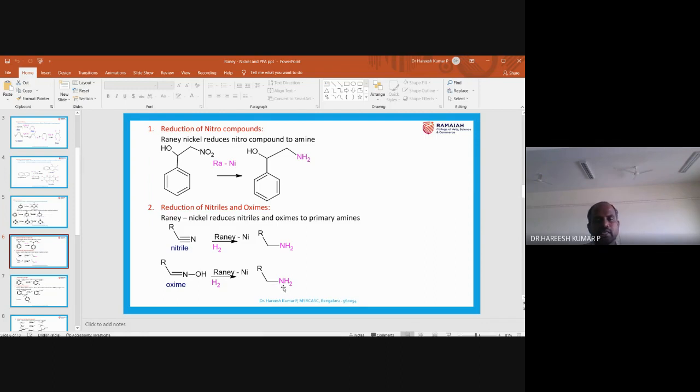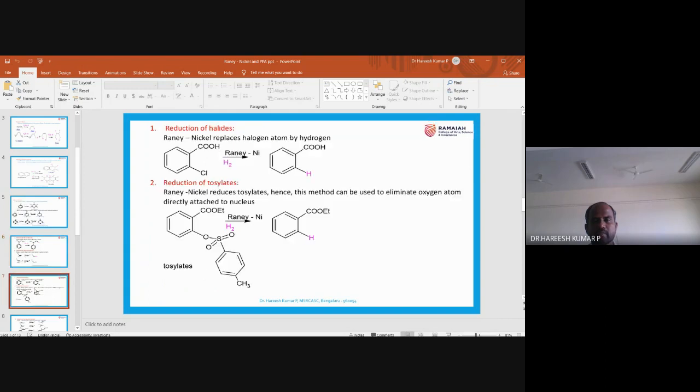What it means is that nitriles and oximes undergo catalytic hydrogenation in the presence of Raney nickel and give a primary amine as the product. With this, I will go to the next slide.